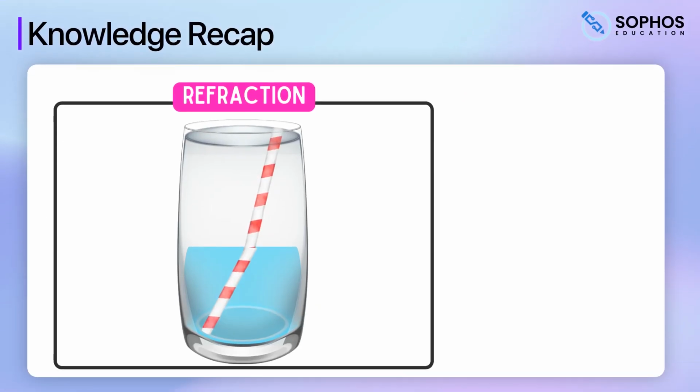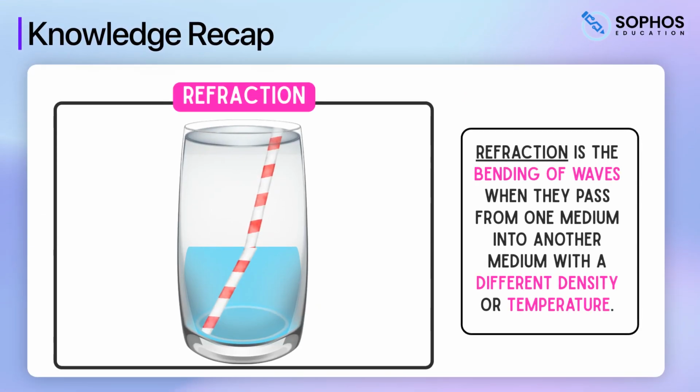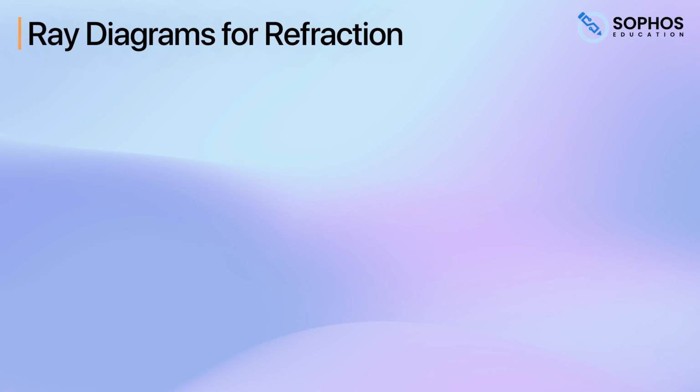You are already familiar with the concept of refraction, which is the bending of waves as they pass from one medium to another. Building on your understanding of refraction, we can now learn to construct ray diagrams that represent this process. This skill is fundamental in studying the behaviour of light and will enhance your broader understanding of optics and wave behaviour in physics. Let's go through this step by step.